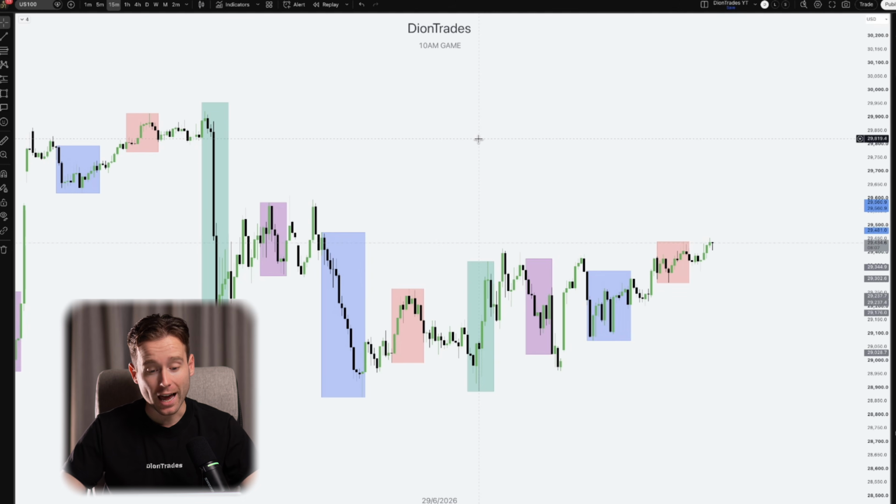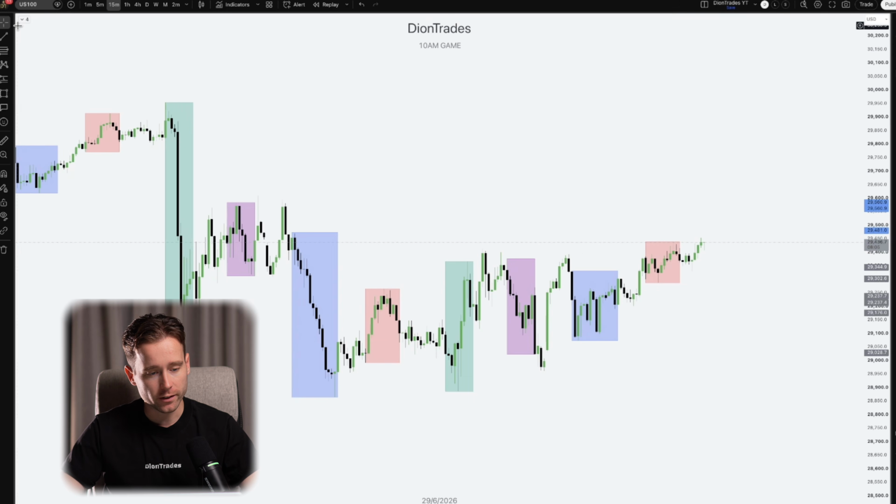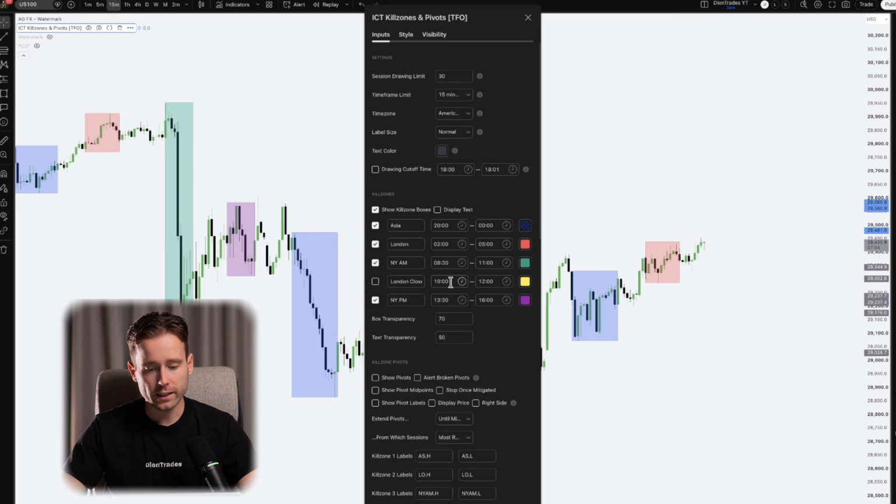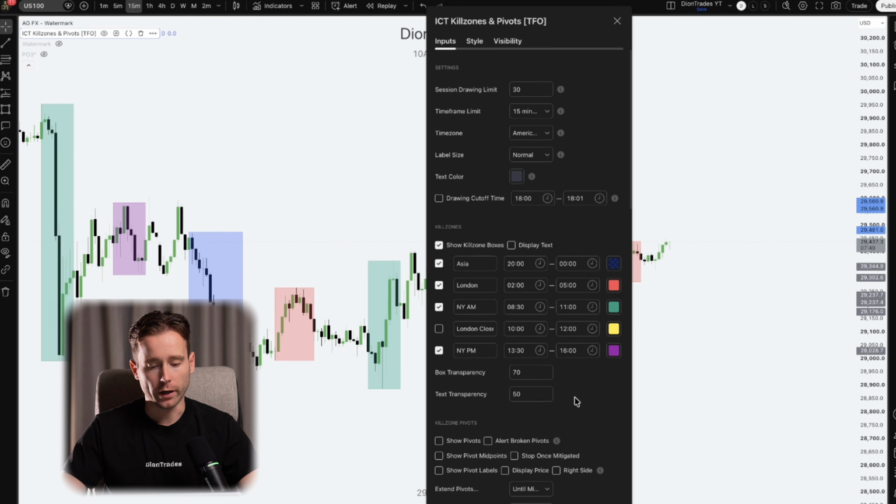If you then go to a live chart, you see that there's different boxes here. There's an indicator, ICT, Killzone, and pivots. It is this one. If you edit and then go to the settings, you can just copy the settings I'm using right here. You can pause the video and copy the settings. Our focus is going to be on the London session between 2 and 5 a.m. The pink-ish box. And this is on NASDAQ.